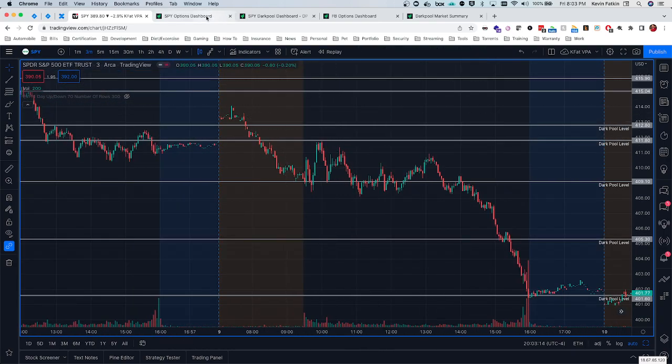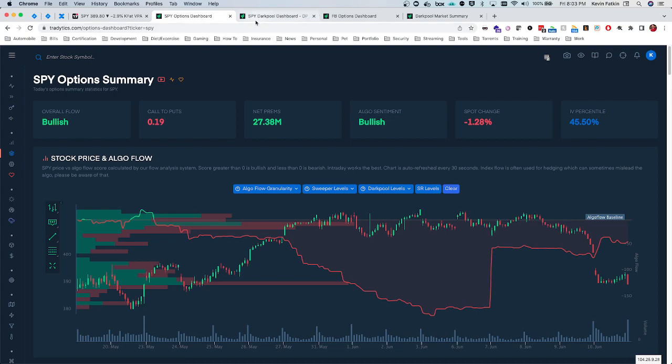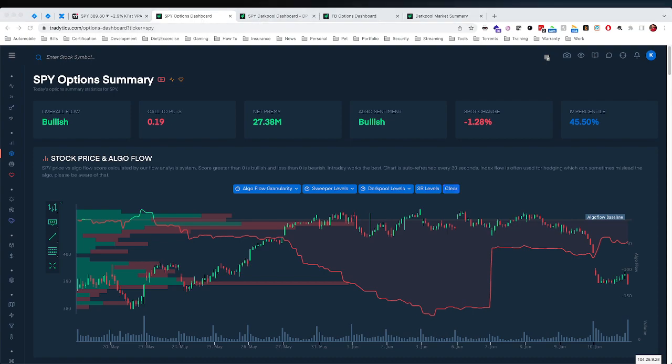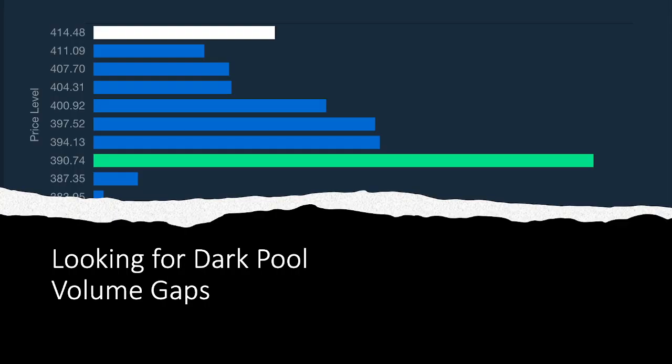And so that is how we can derive levels, and these levels are treated like any other support resistance level. And sort of like gamma levels, the areas with the largest amount of dark pool volume also act as magnets at times. So now that we know how to grab the levels, let's get into some other ways we can use the data.